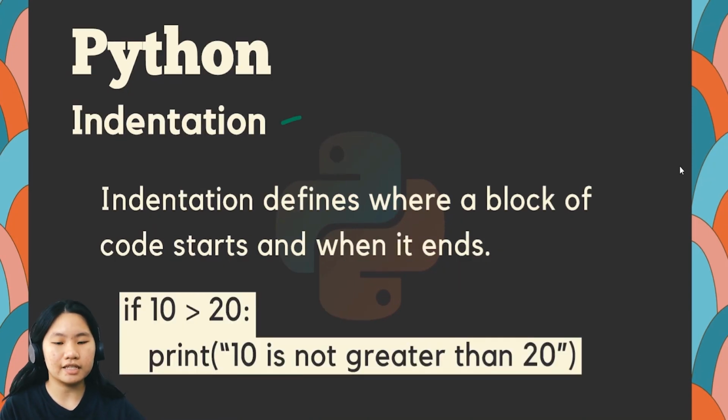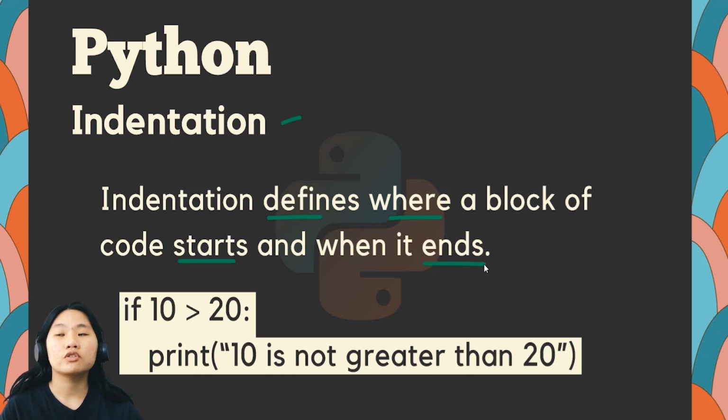Next step, indentation. So for any other languages, for example, with Java and C, indentation is for readability. You look at the code and it's easier to process. And so it's just an aesthetic issue with Java and C and so forth. But for Python, indentation is how it recognizes where a block of code starts and where it ends. As I've written here, indentation defines where a block of code starts and when it ends.